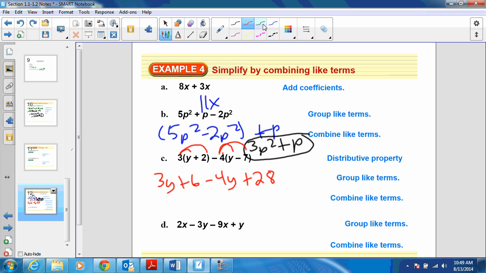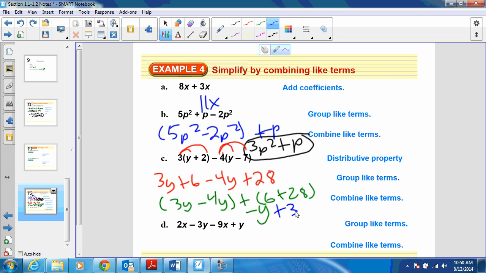Then if we want to group like terms, we can. We could group 3y minus 4y plus 6 plus 28, and just keep the signs together with them. So 3y minus 4y would be negative 1y, or negative y. And 6 plus 28 would be 34. So negative y plus 34, or 34 minus y, however you want to write it, both of those work. Okay, it's the same thing.